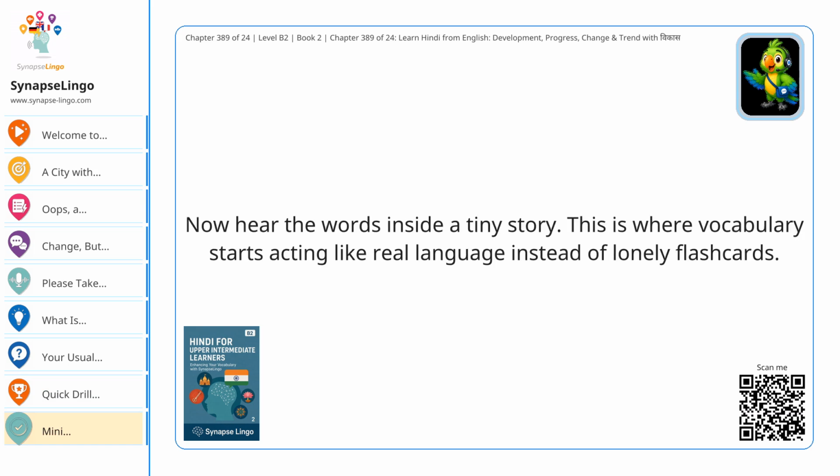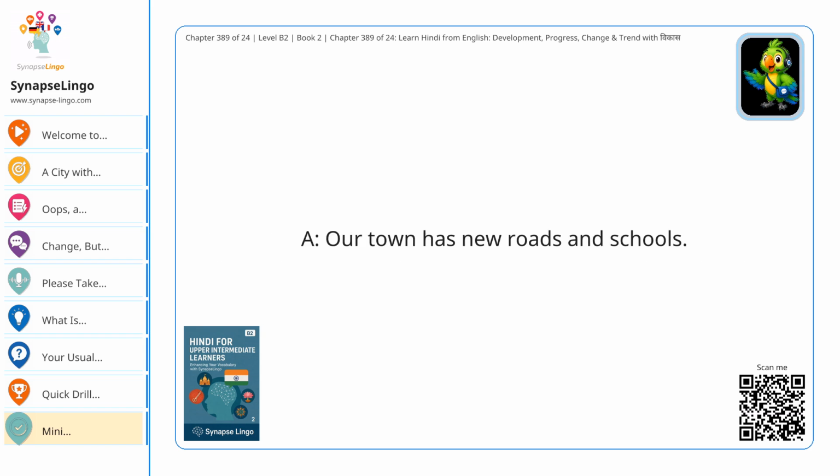Mini dialogue in motion. Now hear the words inside a tiny story. This is where vocabulary starts acting like real language instead of lonely flashcards. A: Our town has new roads and schools. B: Yes, this is real विकास. A: Are things improving? B: Yes, we see प्रगति every week. A: But the storm damaged the bridge. B: True, that is a पीछे हटना. Not the end.